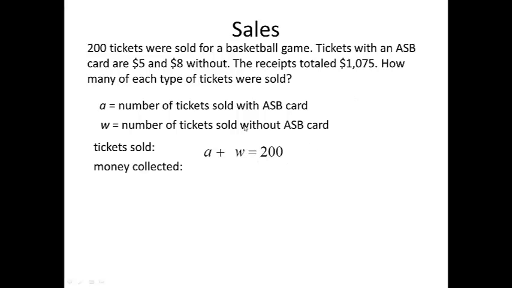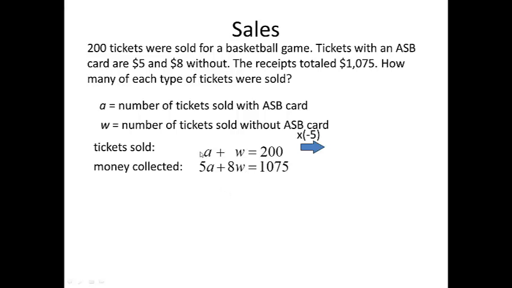Now I'm going to have an equation for how much money was collected. Well, I'm going to collect $5 for every ticket sold with an ASB card. I'm going to collect $8 for every ticket sold without, and altogether I'm going to collect $1,075. So 5 times the number of tickets with, 8 times the number of tickets without will give me 1,075.